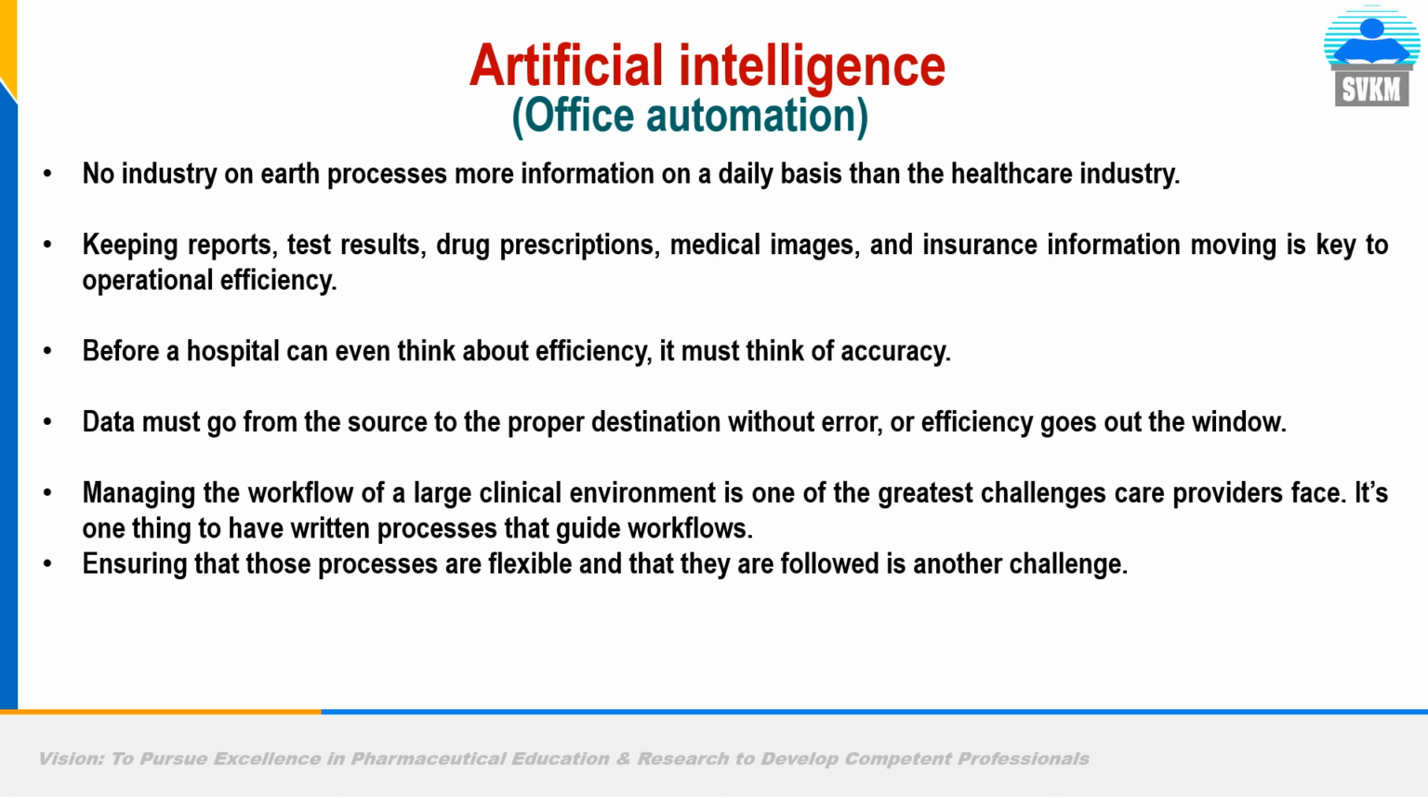So AI is also useful for office automation, office of any type. No industry on earth processes more information on a daily basis than the healthcare industry. Keeping reports, test results, drug prescriptions, medical images and insurance information moving is the key to operational efficiency. Before a hospital can even think about efficiency, it must think of accuracy. Data must go from the source to the proper destination without error, or efficiency goes out of the window.